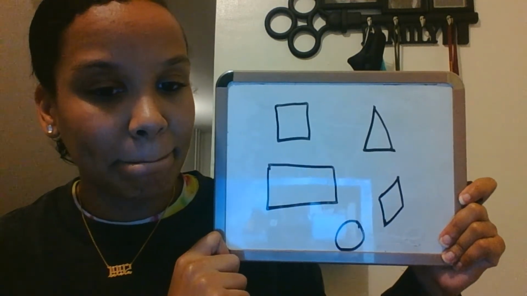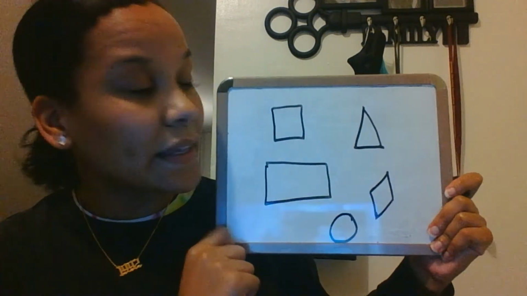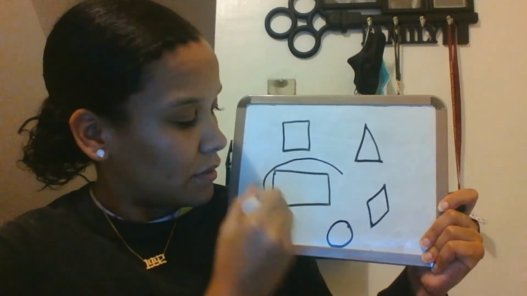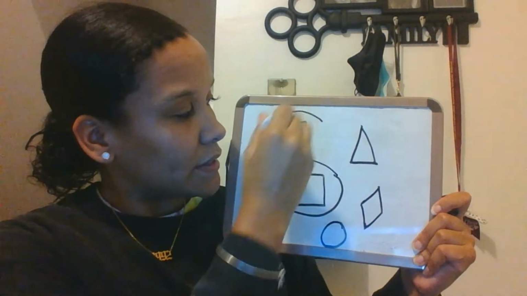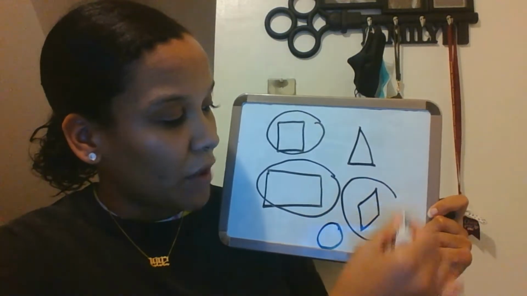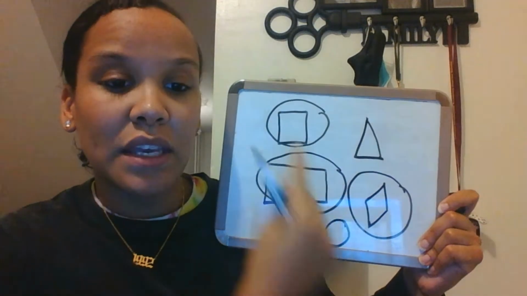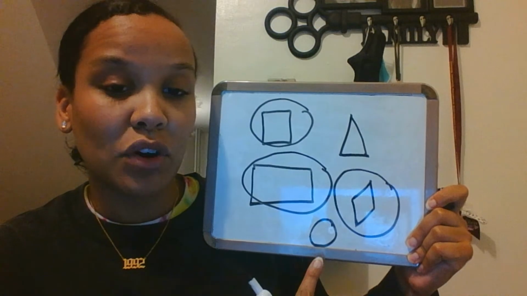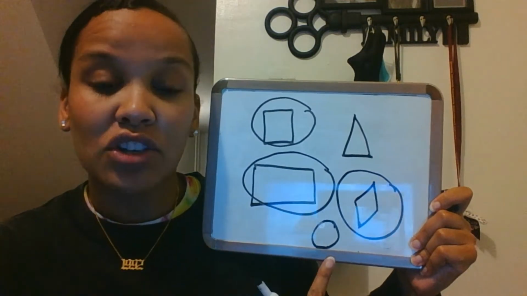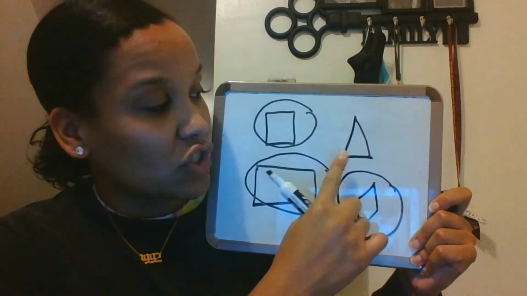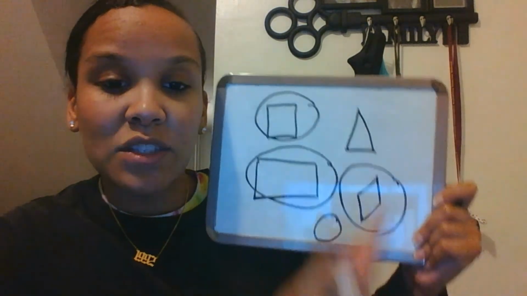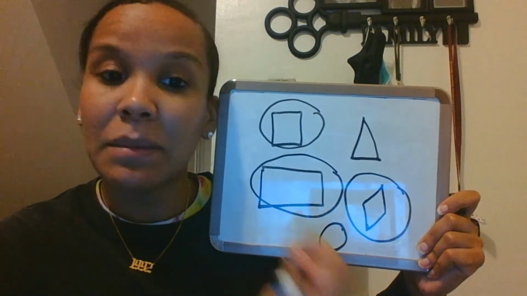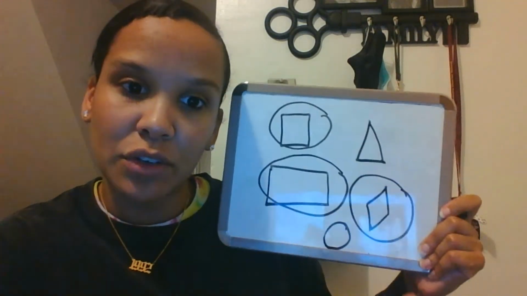Okay, now I'm going to circle all the shapes that have four sides. A rectangle has four sides, a square has four sides, and a rhombus has four sides. So these three shapes all have four sides. The triangle and the circle do not have four sides. Circles have no sides, and a triangle has three sides. So that's one way that I was able to put them together by similarities and also compare the two.